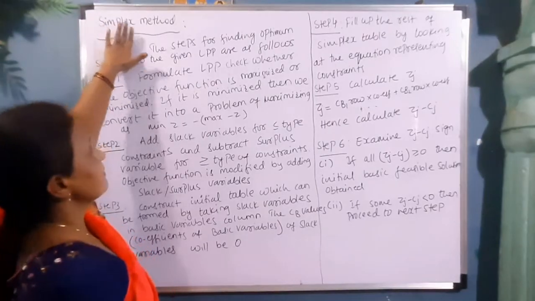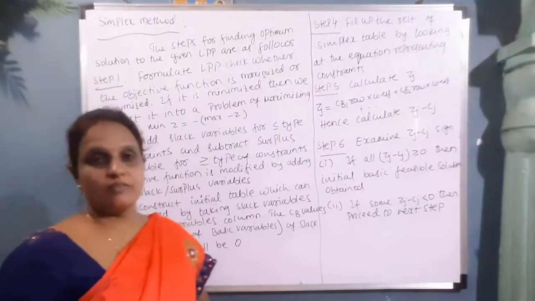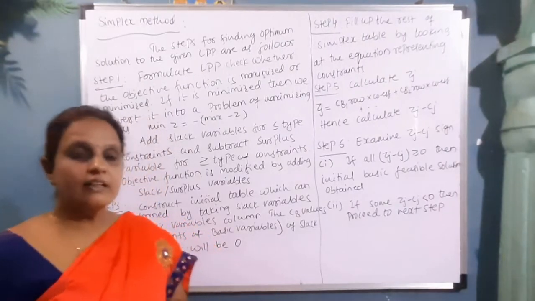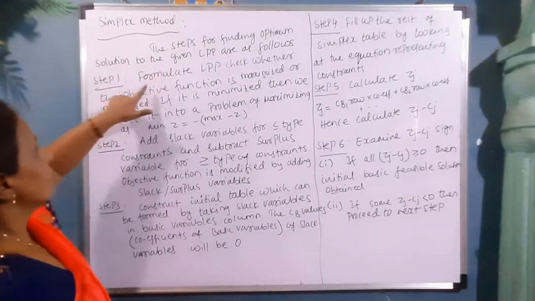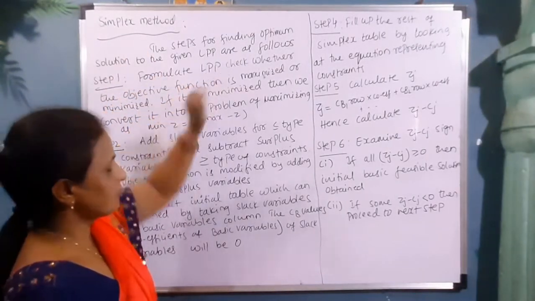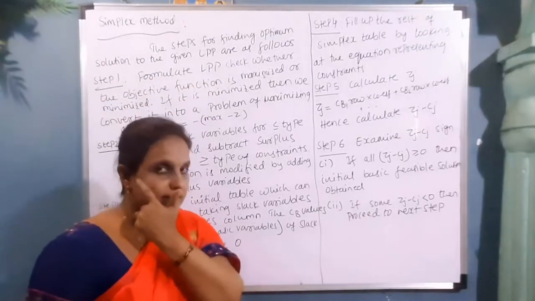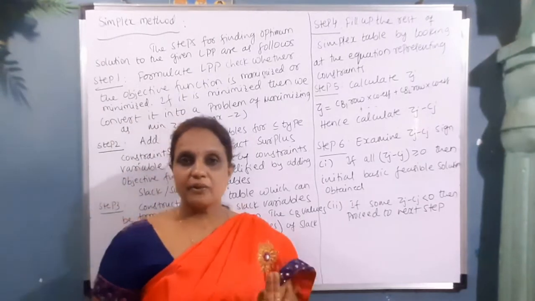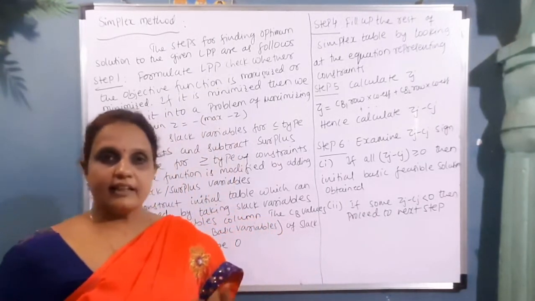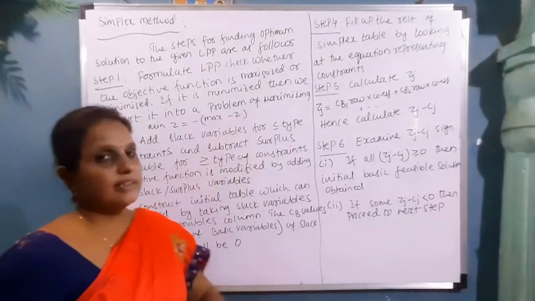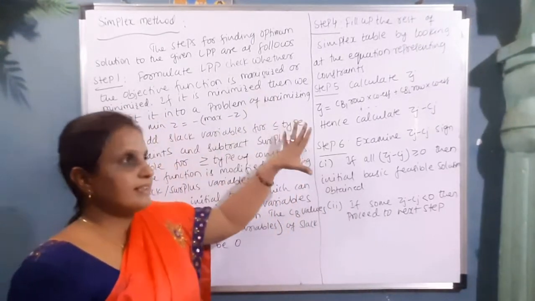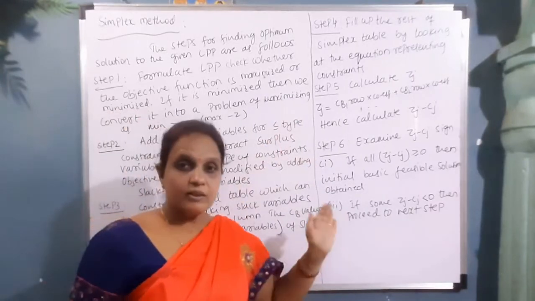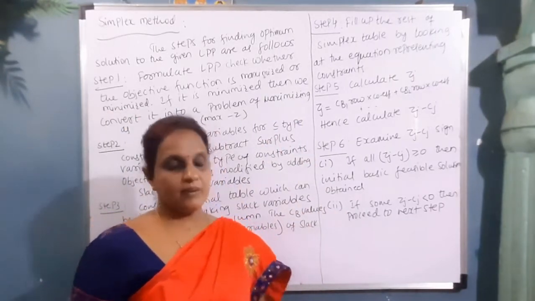To solve a simplex method, we need to follow certain steps along with a simplex table. First step is to formulate the linear programming problem. If the formulated linear programming problem is directly given, then we can start solving it directly. If one complete problem is given in words, we have to construct a linear programming problem.